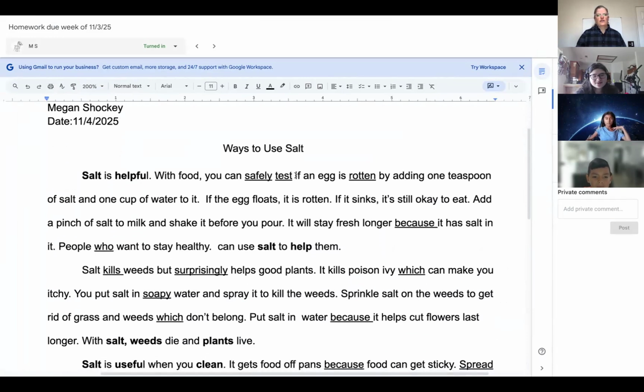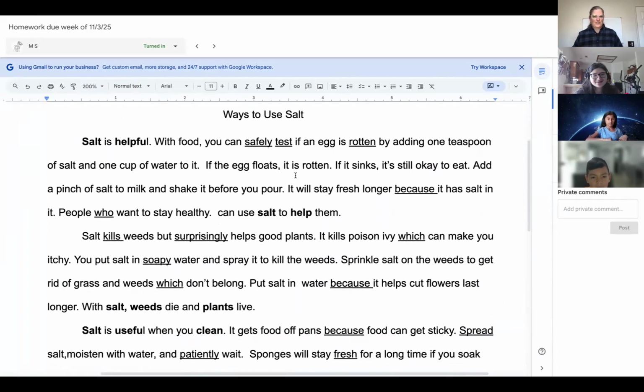Tell us the title first and then start. Oh, sorry. That's okay. Ways to use salt. Salt is helpful with food. You can safely test if an egg is rotten by adding 1 teaspoon of salt and 1 cup of water to it. If the egg floats, I read too fast sometimes. If the egg floats, it is rotten. If it sinks, it's still okay to eat.